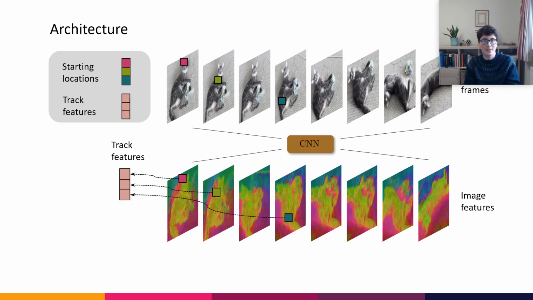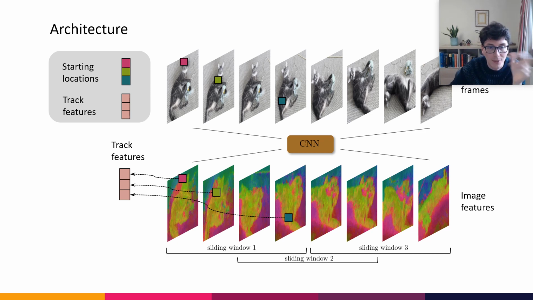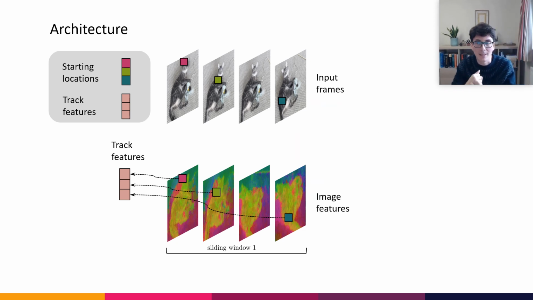And then you can extract what we call track features for each one of these tracks that you're trying to estimate for each of these starting points, which is a feature that basically describes what you're looking for in all of the frames. Now, since the tracking can be very long, we apply this as a sliding window scheme where we have overlapping windows so that some information can pass from one window to the next. But to understand how everything works, we can just look at one sliding window for now.